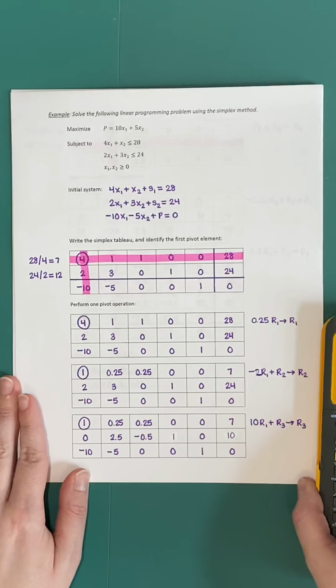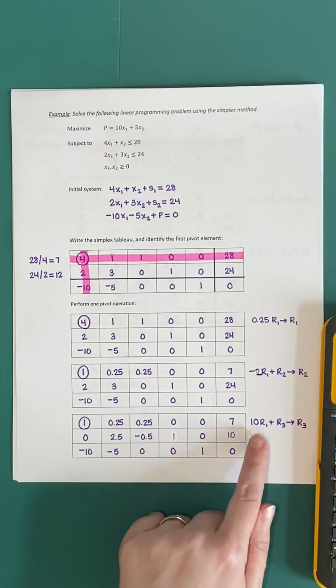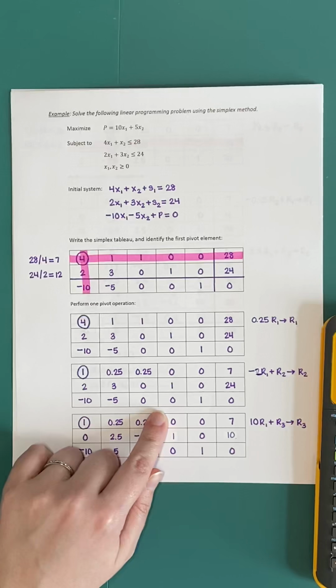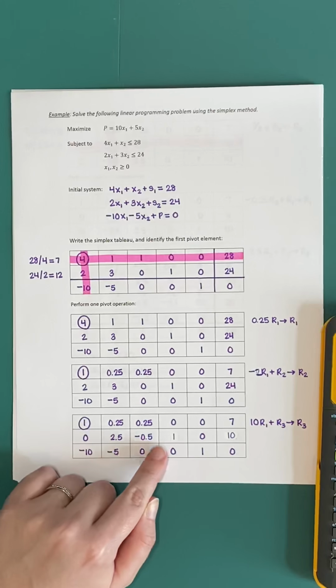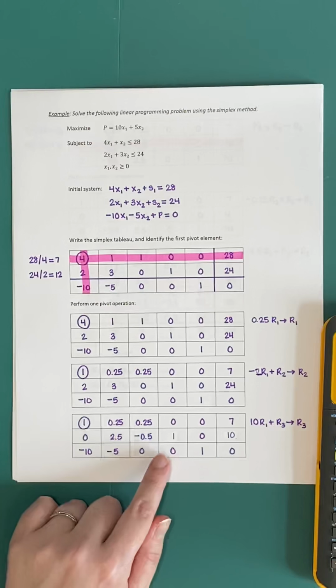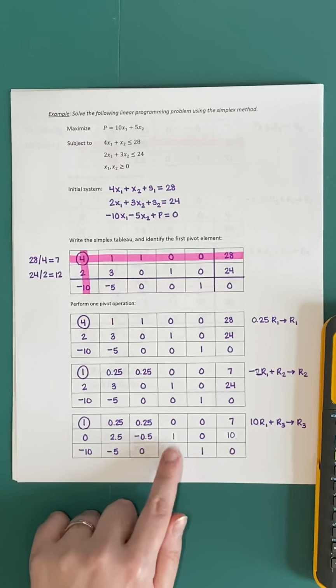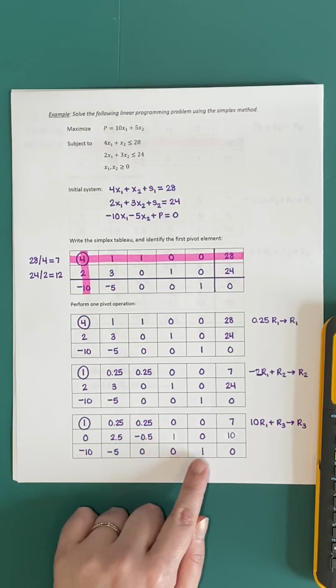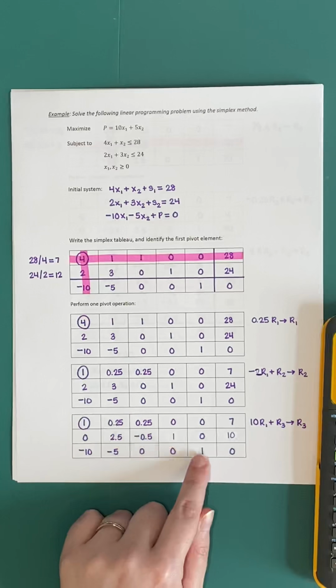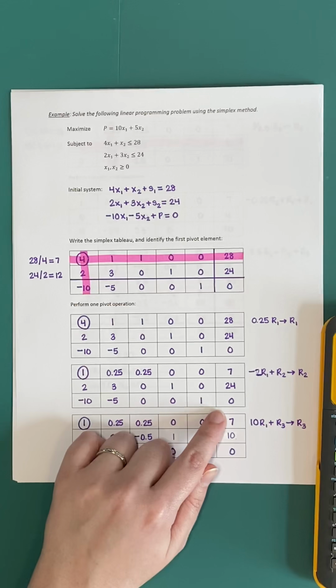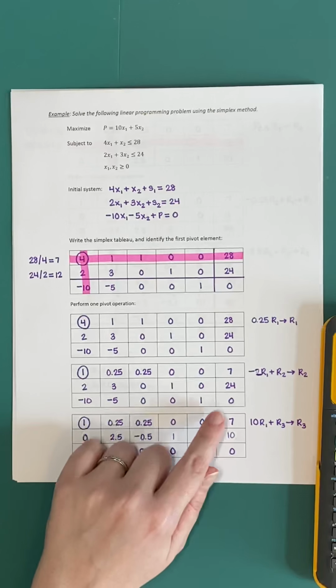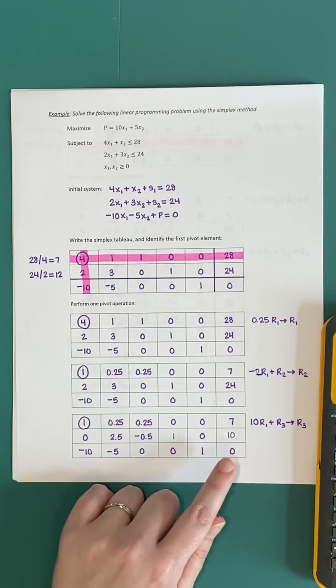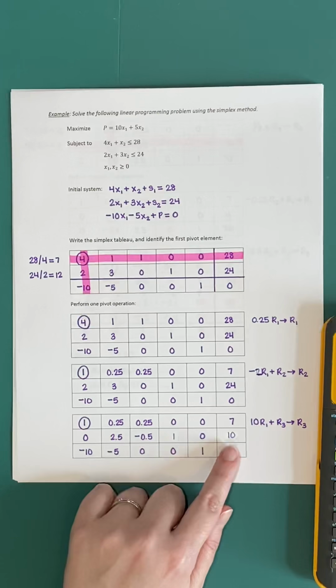Okay, let's look at the last ones. We can probably do the next two mentally. So 10 times row 1 is going to be 0, plus row 3, which is 0. So 0 plus 0 is going to give me 0, so this entry will not change. 10 times 0 is 0, plus row 3, which is 1. 0 plus 1 is going to be 1, so this entry won't change. And then 10 times row 1, so 10 times 7 is going to be 70. 70 plus 0 is going to be 70, so this bottom entry is going to be 70.